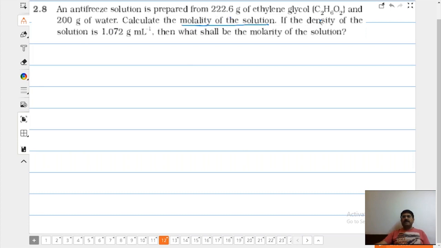Chalo, everybody please read the question. An antifreeze solution is prepared by, देखो, ethylene glycol आ गया ना? Those who were serious at that time will be benefited. What's the molar mass of ethylene glycol? 62. The foolish will be calculating once again. The smart ones, once they did it, they will know it. In 200 gram of water, calculate molality.